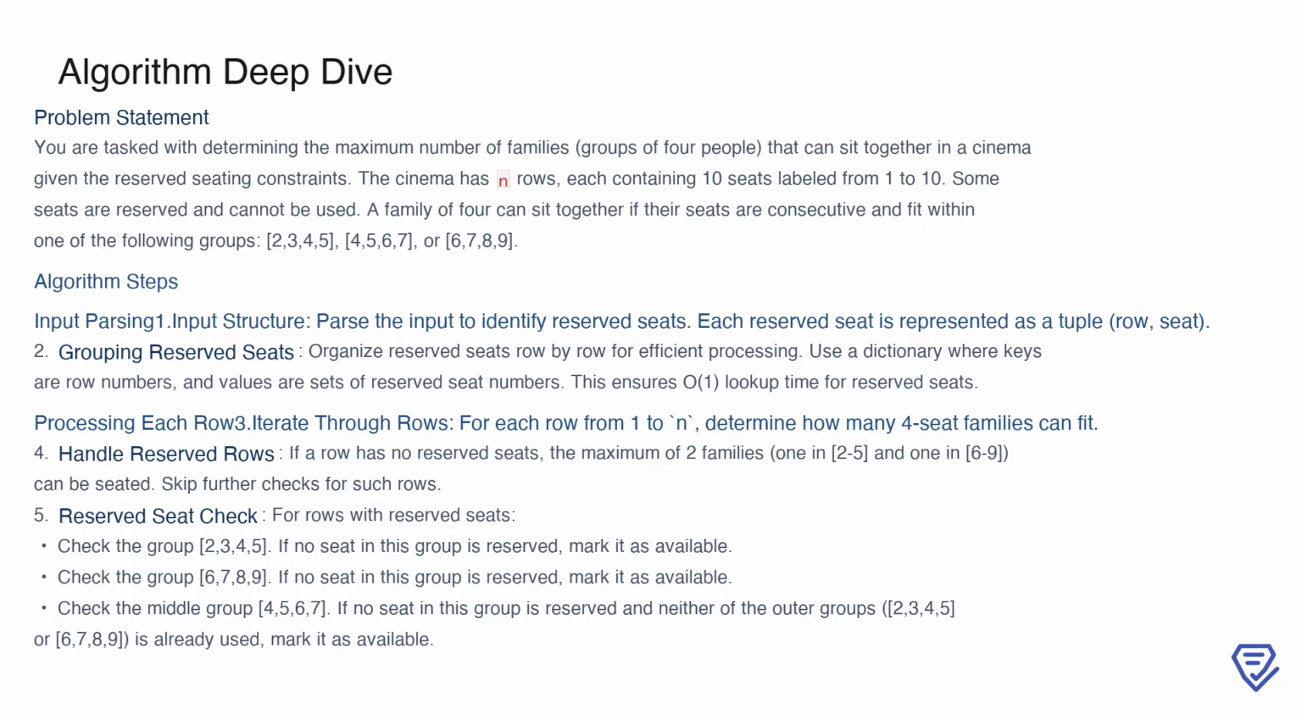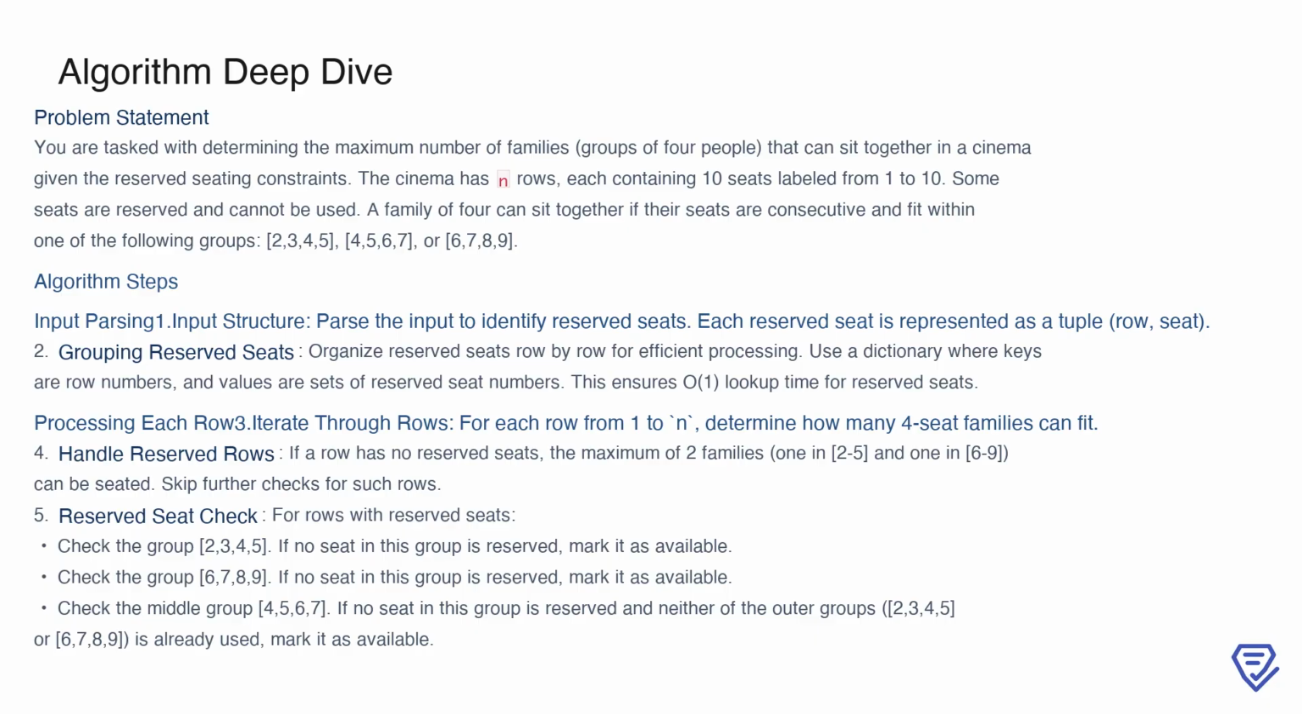To solve this, the first step involves parsing the input to identify which seats are reserved. Each reserved seat is represented as a tuple of its row and seat number. We then organize these reserved seats row by row using a dictionary. In this dictionary, the keys represent the row numbers, and the values are sets of reserved seat numbers. This setup allows for efficient O(1) lookup when verifying if a seat is reserved.